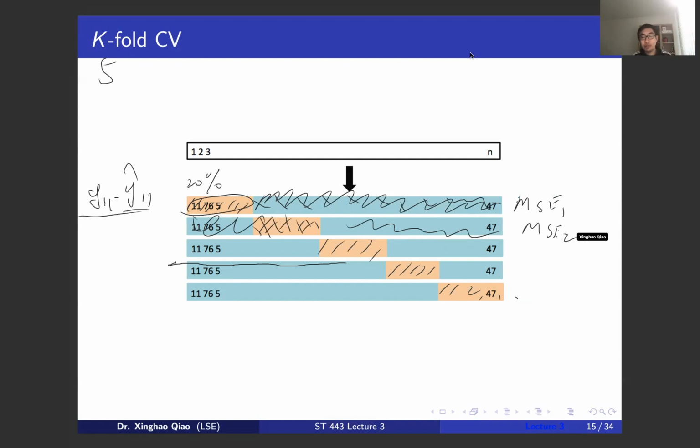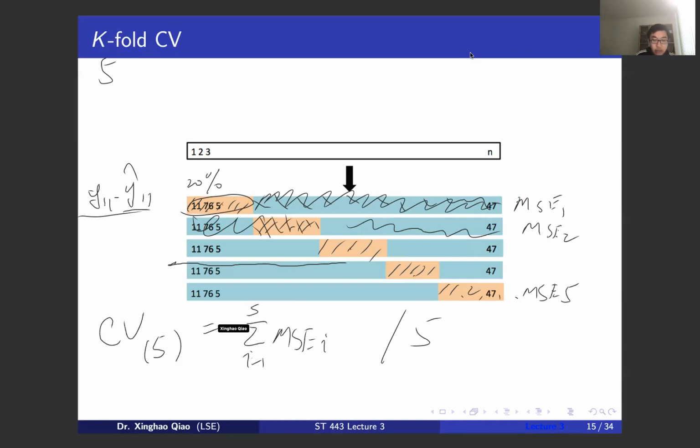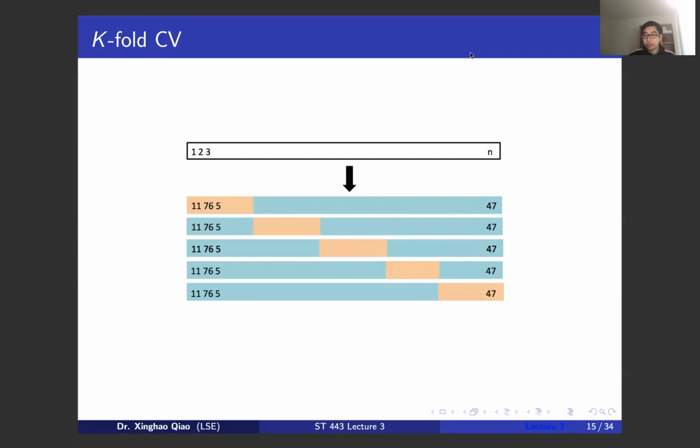We repeat the procedure 5 different times, but every time we treat each orange part as the testing data, while the remaining is the training data. Then we can obtain MSE1 up to MSE5. Finally, we sum over all the MSEs and divide by 5. This will give you the cross-validation error for the 5-fold cross-validation. So that's the illustrative example of the 5-fold cross-validation.